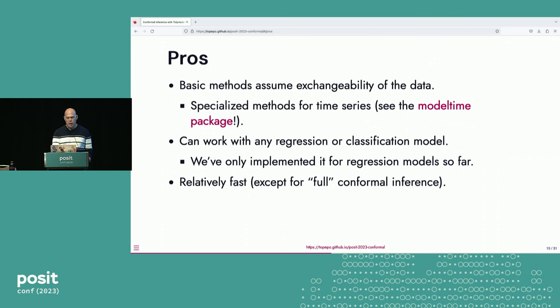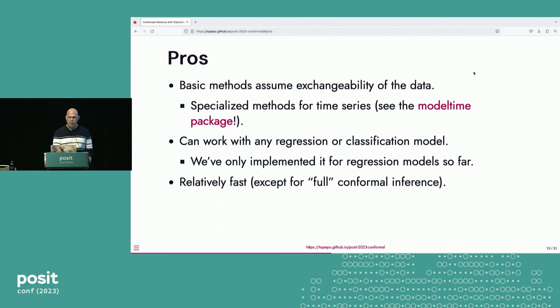So what's good about it? Well, these intervals require very minimal assumptions about your data. Exchangeable data means that if I just reorder the data, I can get the same results. That's not true for time series, but it's generally true for a lot of other situations. And of course, time series are important, so there are specialized conformal methods related to time series. Matt Dancho's modeltime package has those in it, so you can get those if that's your thing.